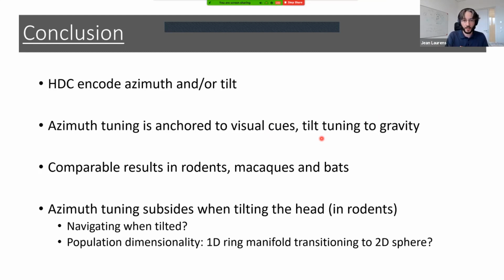And finally, the fact that azimuth tuning subsides when we tilt the head raises quite a few questions. Can animals really navigate when they tilt their head? And what is actually the dimensionality of the head direction cell network? It looks like it is switching from a one-dimensional ring when the animals are upright towards a two-dimensional sphere.